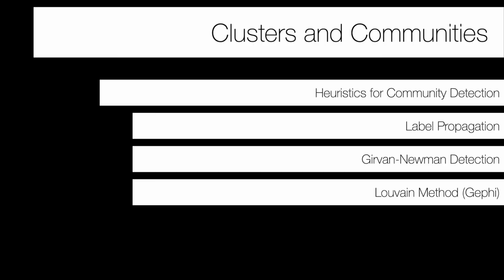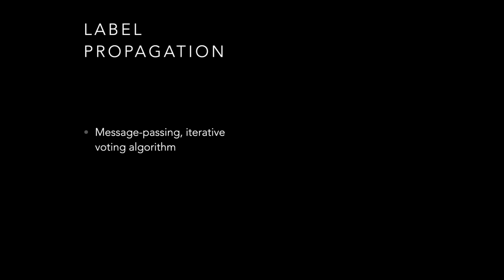clustering. So now we'll talk about some heuristics for this clustering, and specifically we'll use heuristics around community detection, looking at 3 different methods: label propagation, Girvan-Newman detection, and the Louvain method. I'll first go through the intuition for each one, and then the details for each method. So for label propagation, this is supposed to be a relatively simple message passing algorithm that uses voting to identify what a community is.